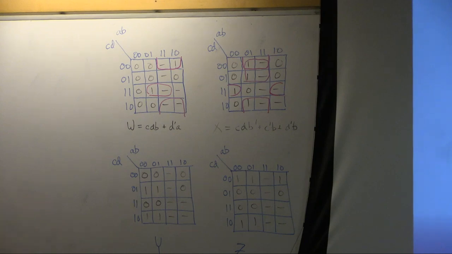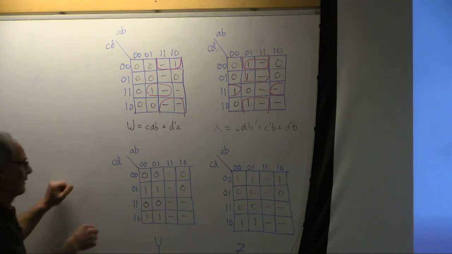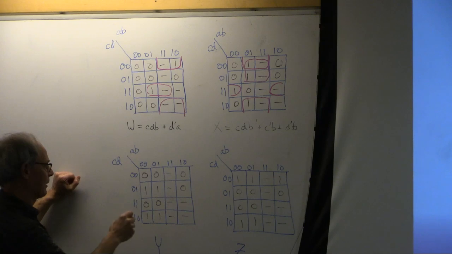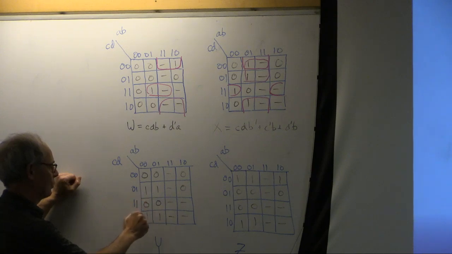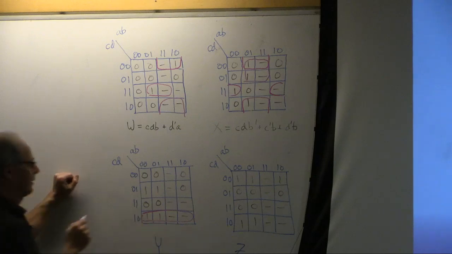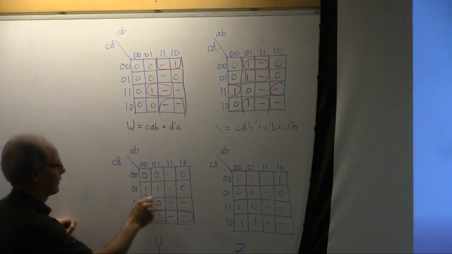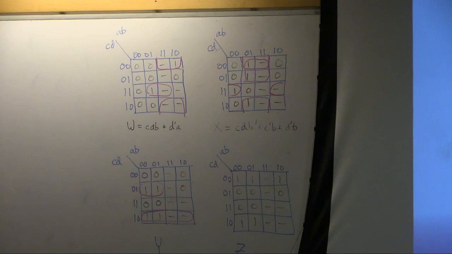I'll just circle the rest so you can see. I won't write down the expressions. Okay, so here we have 2 ones. There's not much, I think. Oh, this one we can get like that, right? And this one is like that, I think.